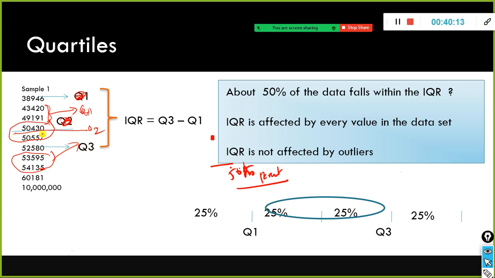The Q2 is in the middle. You need to add these two values and divide by 2. That's how you will get the Q2. So now, this is what your Q1, this is what your Q3, and this is what your median. So now we are going to learn one more thing called IQR, interquartile range.